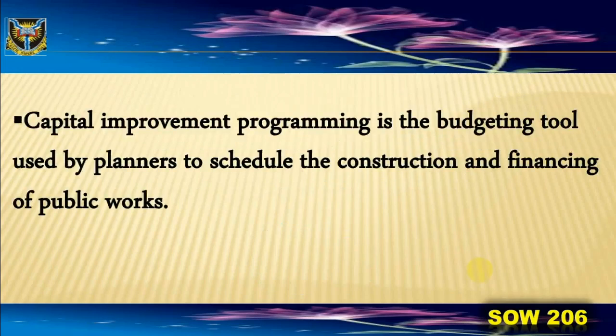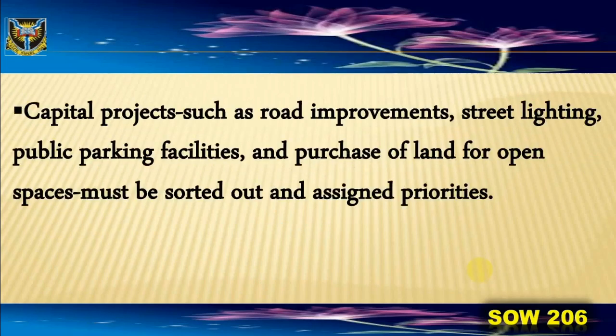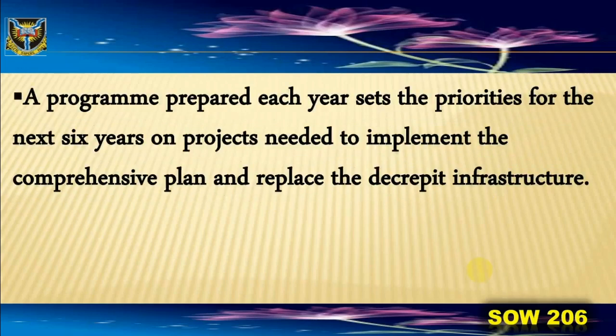Capital improvement programming is the budgeting tool used by planners to schedule the construction and financing of public works. Capital projects such as road improvements, street lighting, public parking facilities, and purchase of land for open spaces must be sorted out and assigned priorities. A program prepared each year sets the priorities for the next 6 years on projects needed to implement the comprehensive plan and replace the decrepit infrastructure.